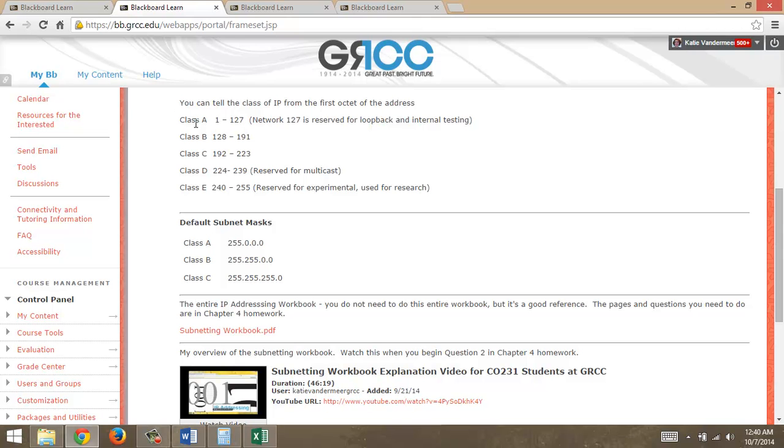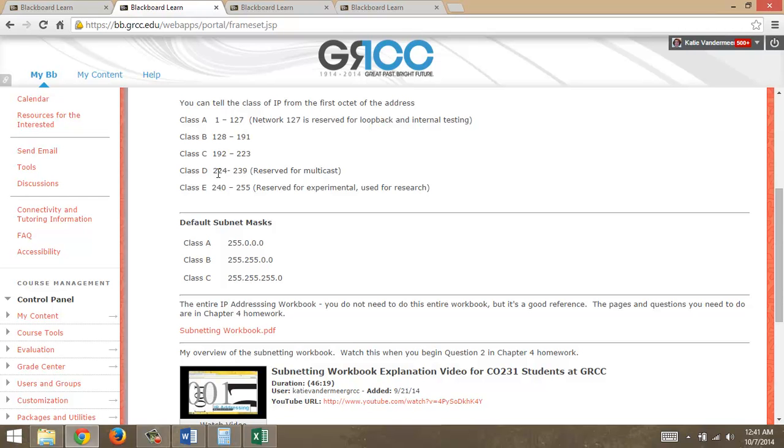Remember 127 you're not going to see in the first octet typically. It's used for loopback testing unless you're doing loopback testing. So it'll be from 1 to 126. There's only 126 Class A's in the entire world. And then Class B's will range from 128 to 191. And then 192 to 223 for Class C.